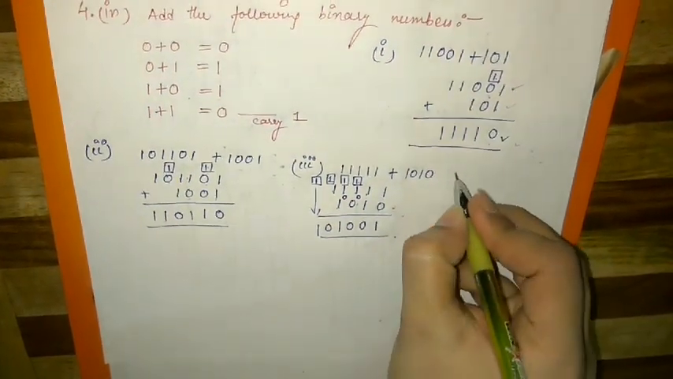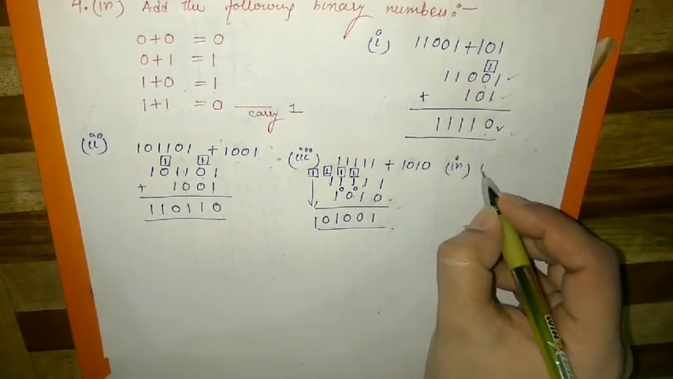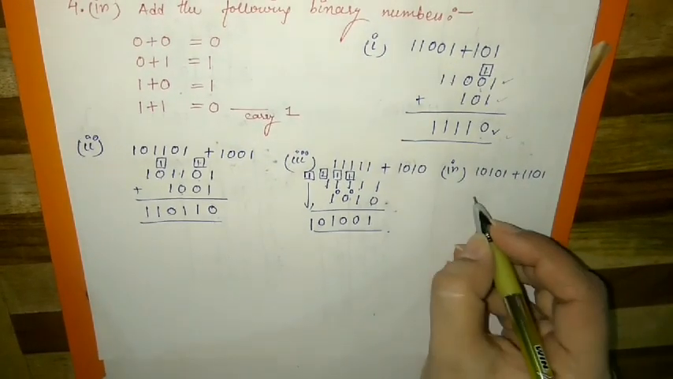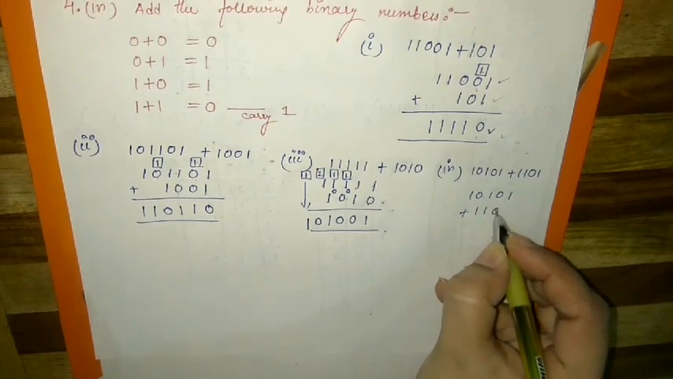Now see the fourth part. The fourth part is what? It is 10101 plus 1101. Okay, write down 10101 plus 1101.